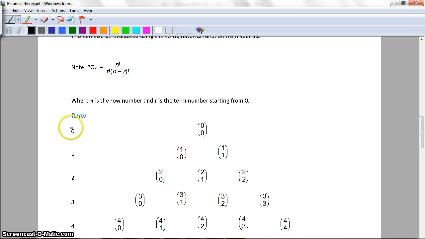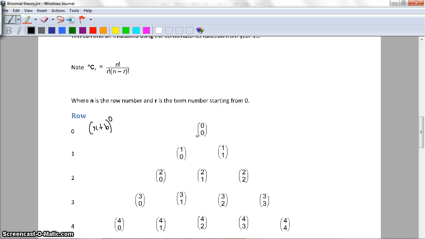So the very first term, if you had (x + b) to the power of 0, the expansion of that one, the coefficient would be: n would be 0 because it's the row number of 0, and r is 0 because it's the first term, and we start at 0.